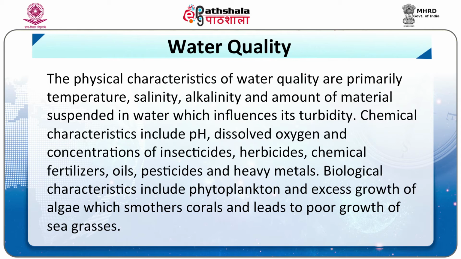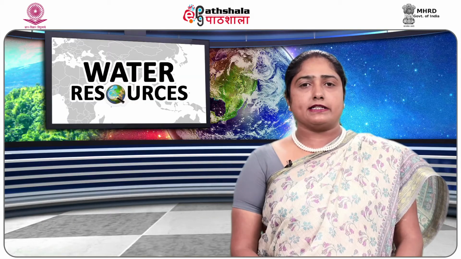The physical characteristics of water quality are primarily temperature, salinity, alkalinity and the amount of material suspended in water which influences its turbulence. Chemical characteristics include pH, dissolved oxygen and concentrations of insecticides, herbicides, chemical fertilizers, oils, pesticides and heavy metals. Biological characteristics include phytoplanktons and excess growth of algae which smothers coral and leads to poor growth of sea grasses.